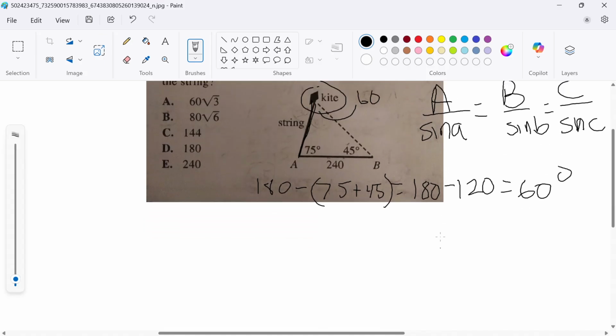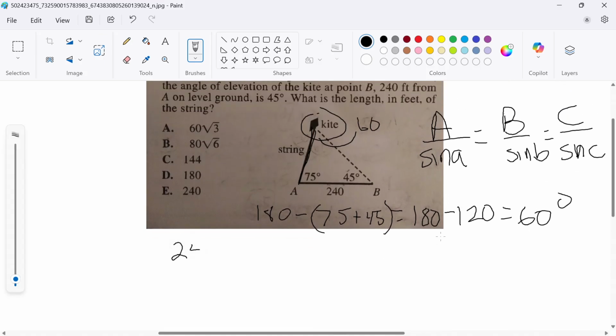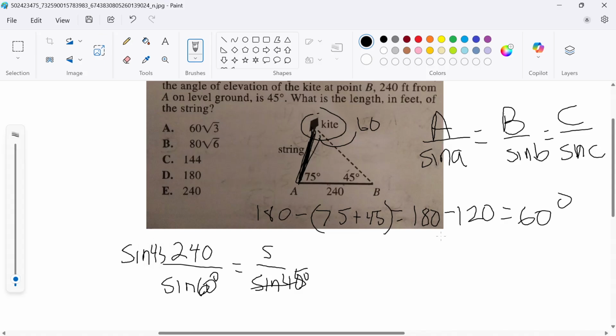So I can set up the law of sines. It is 240, the side, divided by the sine of the angle opposite it, sine of 60 degrees, equals, and then I have the angle by the kite, or I'm sorry, the angle B there, it was 45 degrees, and the side opposite it is the string. I'll just call it S, divided by sine of 45 degrees. And if I multiply both sides by sine of 45 degrees, then I'm solving for S.